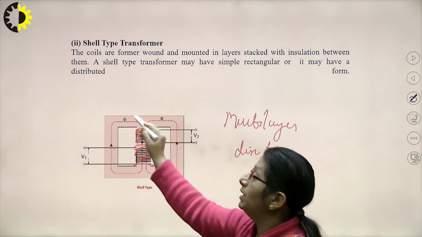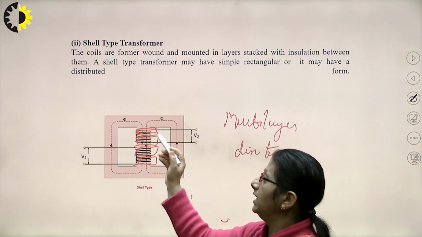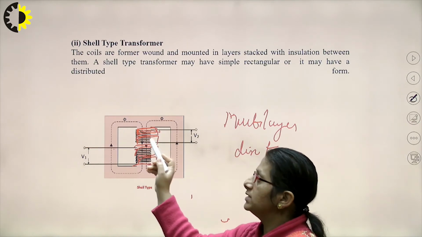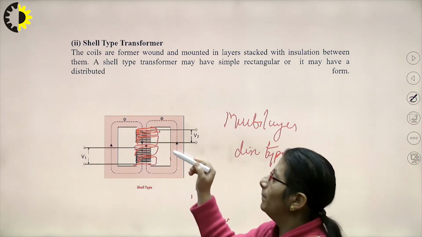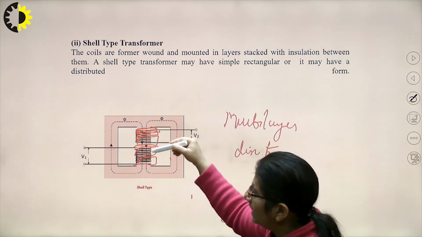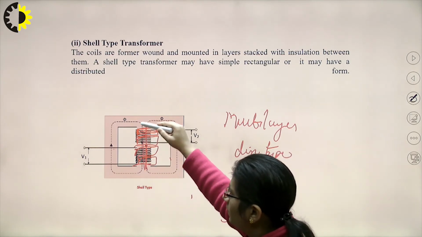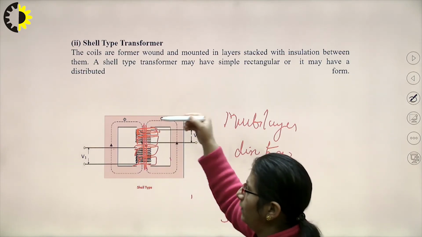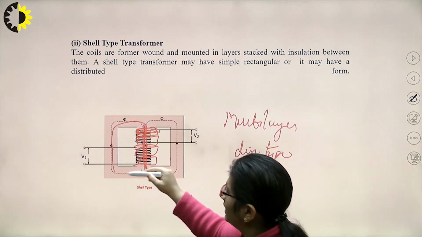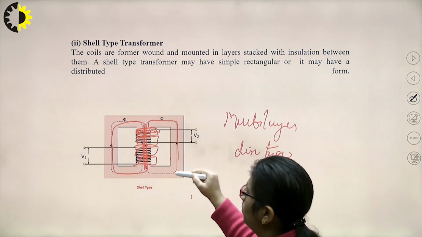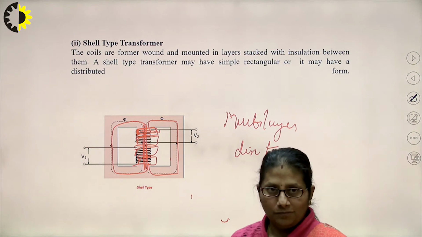It has a double magnetic circuit. Why? Because the windings are wound on the central limb, so the main flux is produced in the central winding itself, and this flux is divided into 2 magnetic circuits, 2 parallel magnetic circuits.